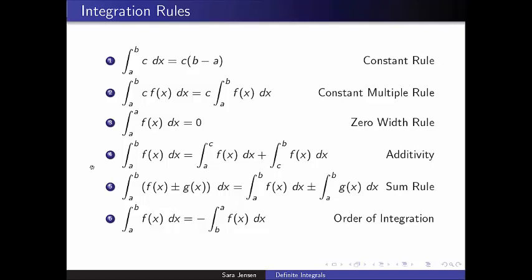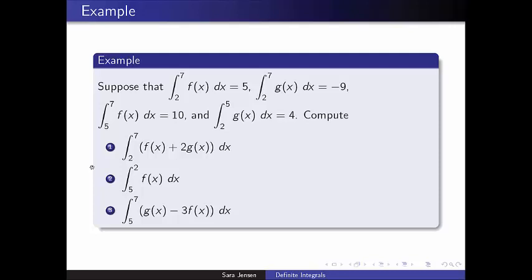Once you've got these rules understood, or you know where you should go to look them up, you can put them to use practicing problems like this, where you're given nothing specific about 2 functions, say f and g, other than the value of their definite integrals over different intervals. You can then deduce the values of all sorts of other definite integrals just based on those numerical values by applying your rules of integration.